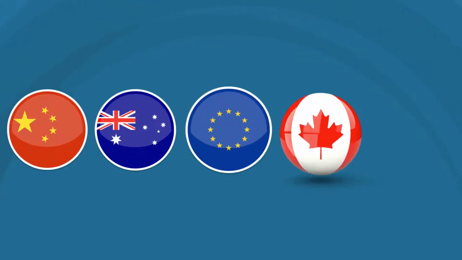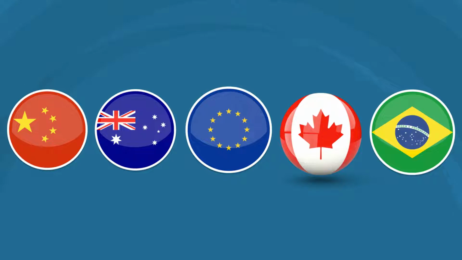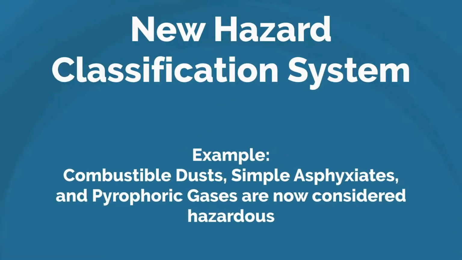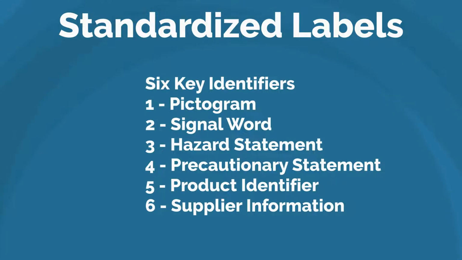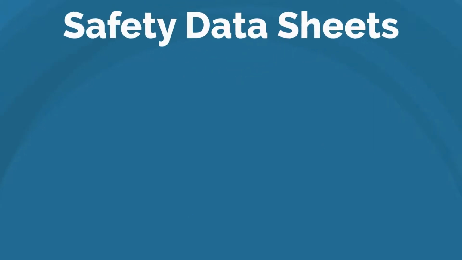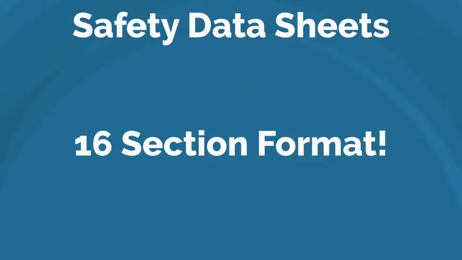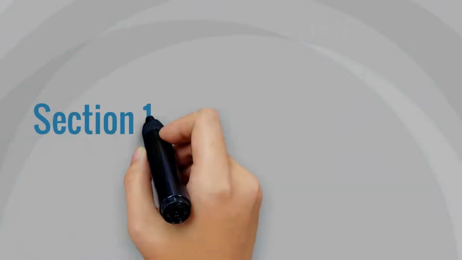The GHS has already been adopted by places like China, Australia, Europe, Canada, and Brazil. Let's take a look at some of the changes resulting from the adoption of the GHS. New Hazard Classification System. Standardized labels. Labels are now required to display 6 key identifiers. Safety data sheets. Safety data sheets will now follow a 16-section format, including the following information.